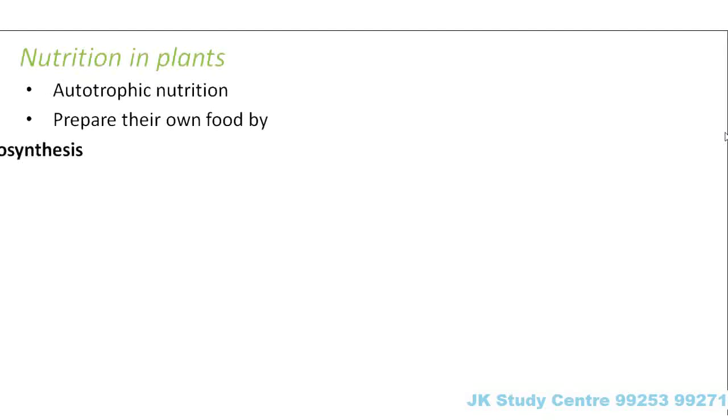Talked about the nutrition in amoeba, paramecium, as well as human beings. Now let us look at the nutrition in case of plants. So what is the mode of nutrition in plants? It is autotrophic nutrition. That is, they prepare their own food. So how do they prepare their own food? By a process called photosynthesis.